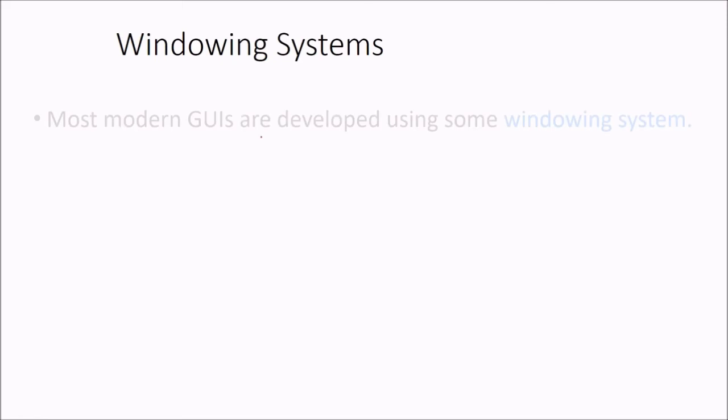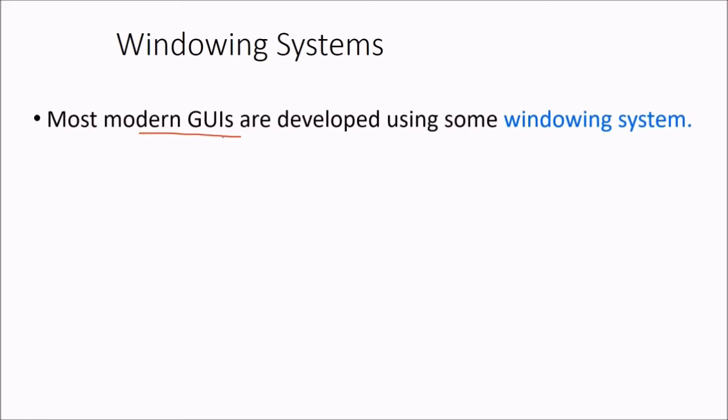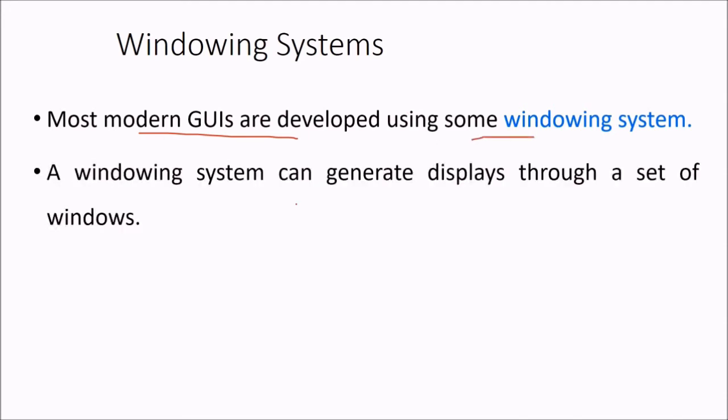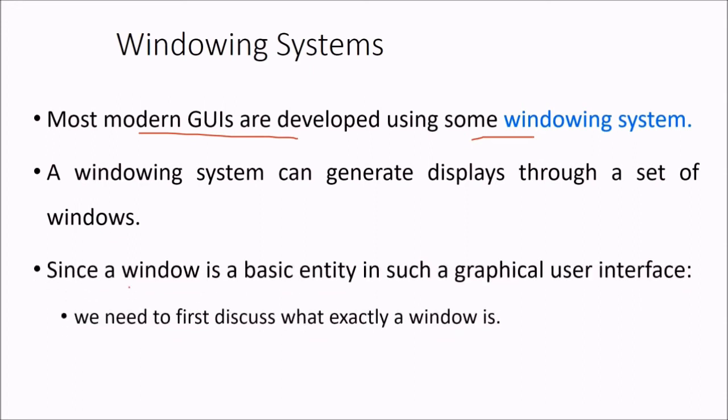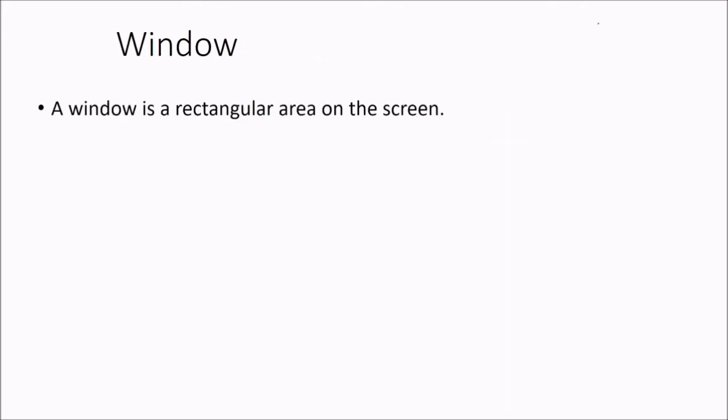Then let us talk about windowing systems. Most modern GUIs, or graphical user interfaces, are developed using some windowing system. What are these windowing systems? They can generate displays through a set of windows. And since we have the window as a basic entity in such a GUI, we need to first discuss what exactly a window is. So a window is a rectangular area on the screen.